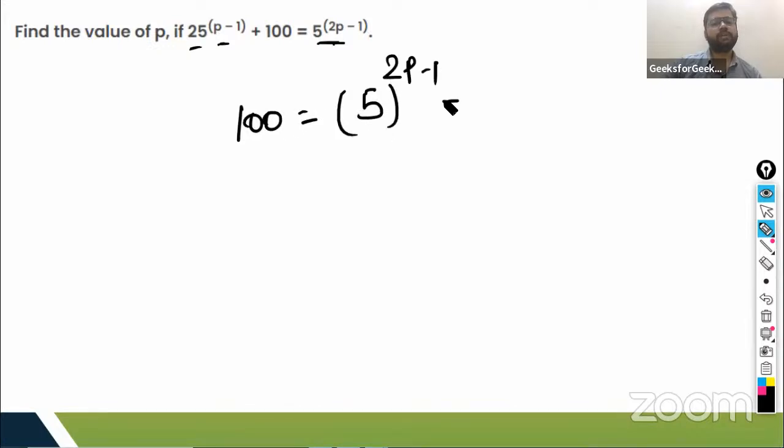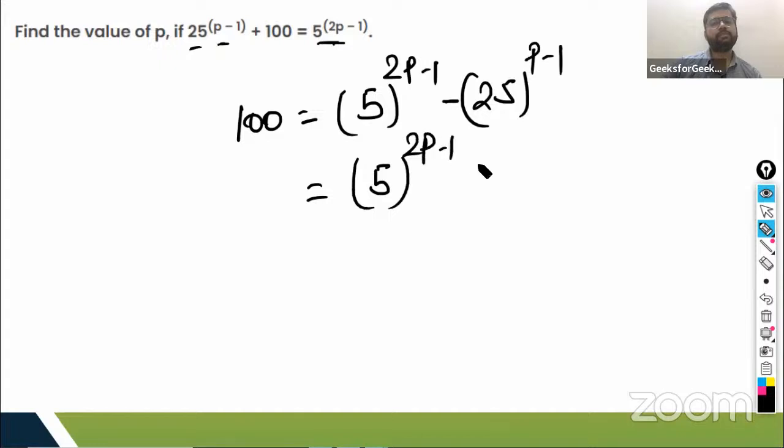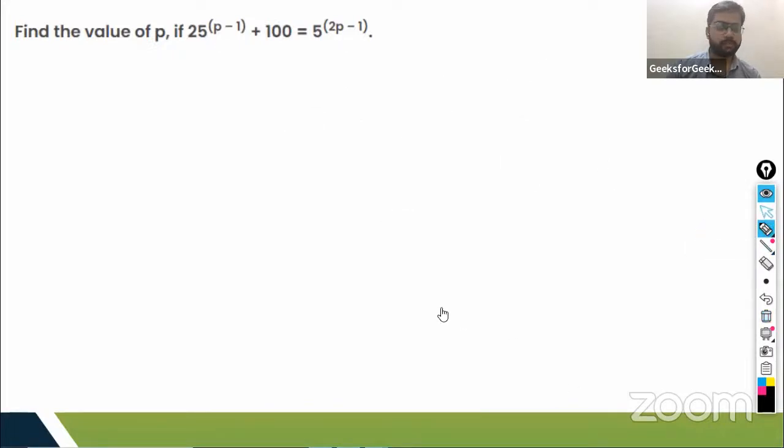1 and minus, can we write this one as 25 to the power p minus 1? That is equal to 5 to the power 2p minus 1 minus, this will become 5 to the power 2p minus 2. We can write it like this also. Okay, let's see what your approach is. 5 to the power p is equal to minus 25 plus minus 1. Yeah, please, someone was saying something.